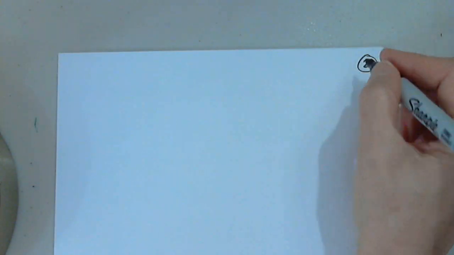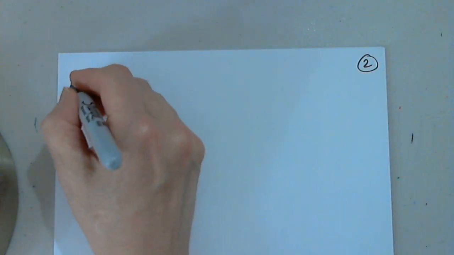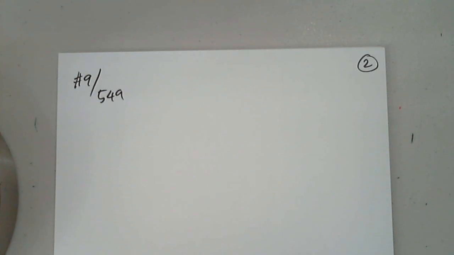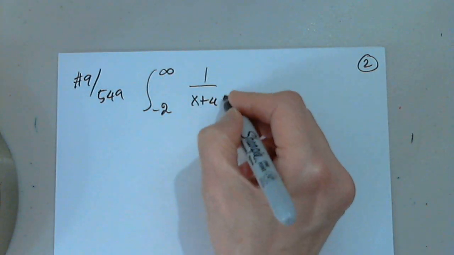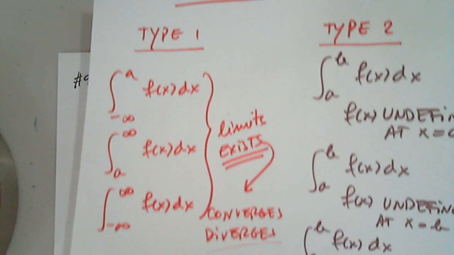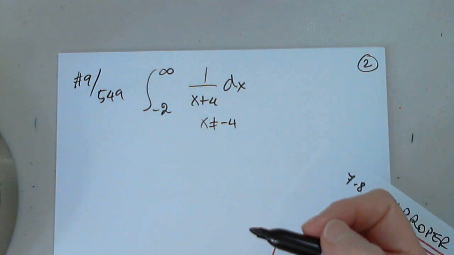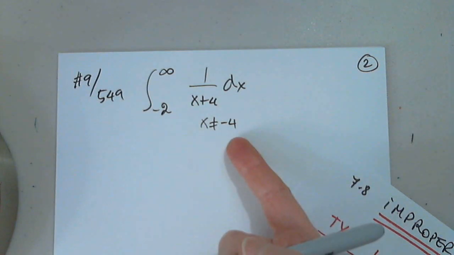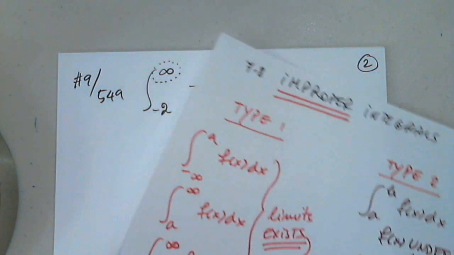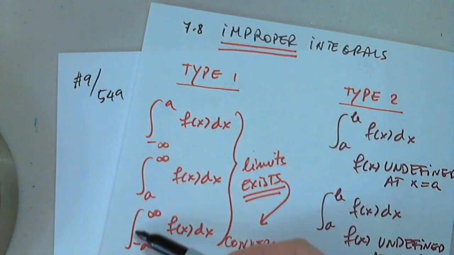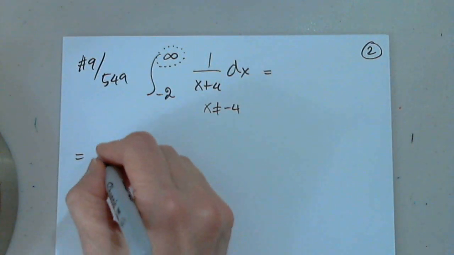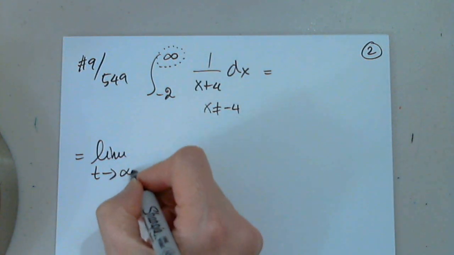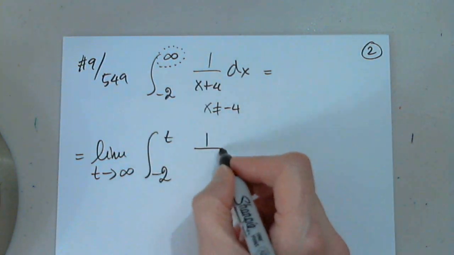Okay, so let's look at examples from each. Let's see how we address this. Okay, I'm on my page 2, and I'd like to pick some problems, for example, number 9 on page 549. The integral is from -2 to infinity of 1 over x plus 4 dx. When we look at the two types, we know that this function is not defined at -4, but -4 is not in the interval. So that's not the issue. The issue is right here. One of the limits, either lower or upper, is infinity, so it's type 1. In that case, we will replace this with the limit as t approaches infinity of the integral from -2 to t of 1 over x plus 4 dx.